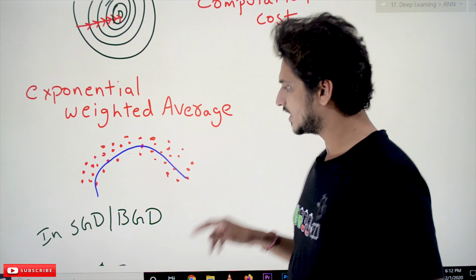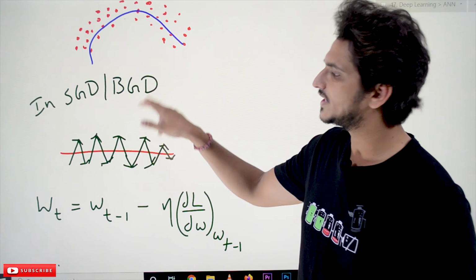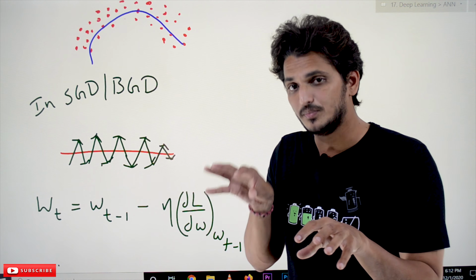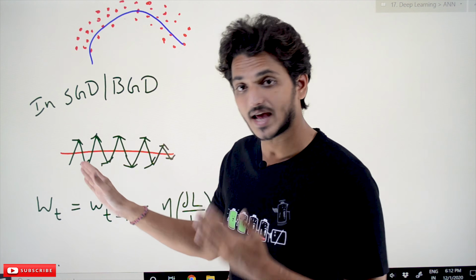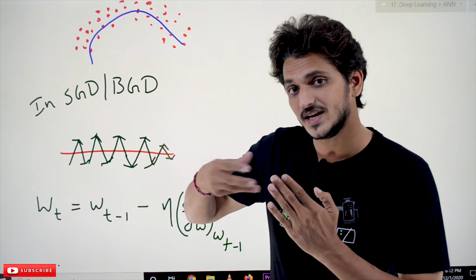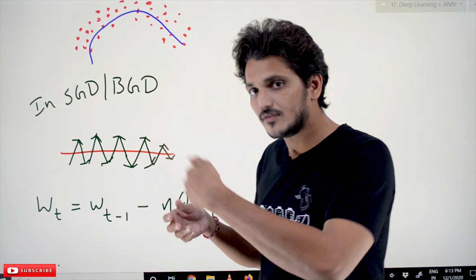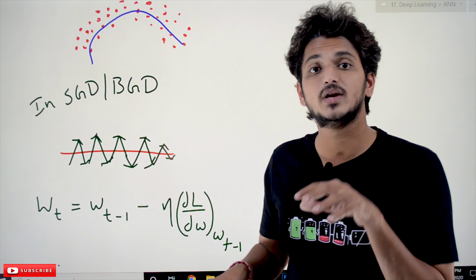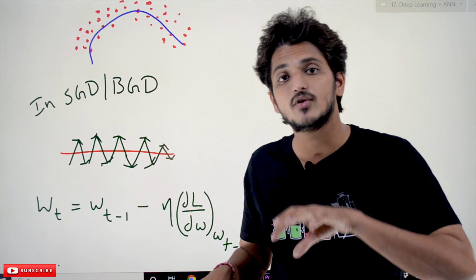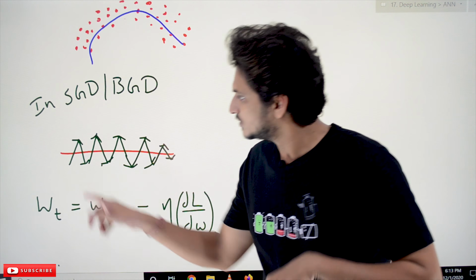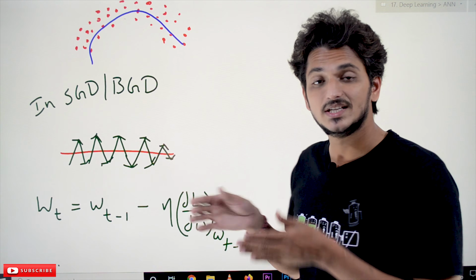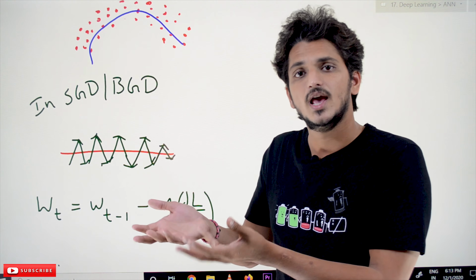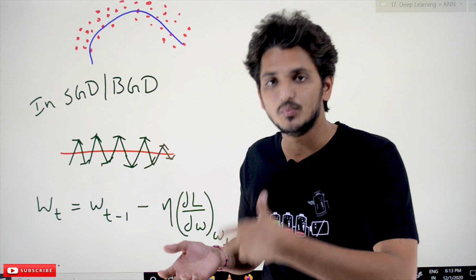Now let's check SGD and batch gradient descent. The gradients we calculate in stochastic gradient descent or batch gradient descent give the direction based on the gradient value. Our weights are moving in different directions like this. If you take the exponential weighted average of our gradients, then it will move like this, directly towards the minimum point. That's the logic we use in stochastic gradient descent plus momentum.